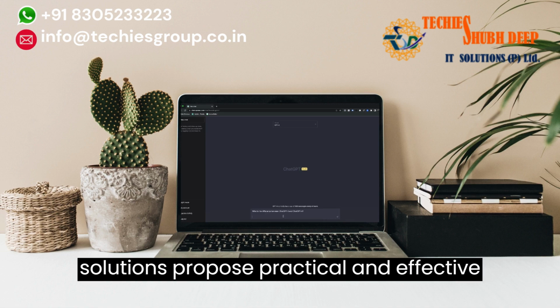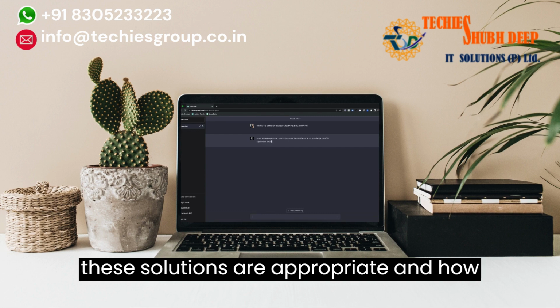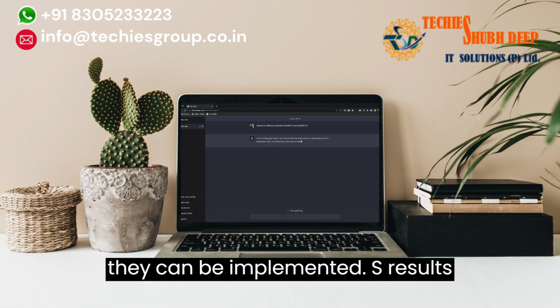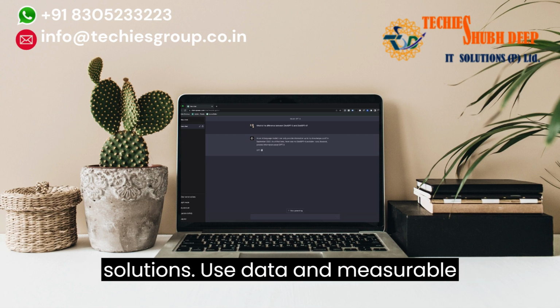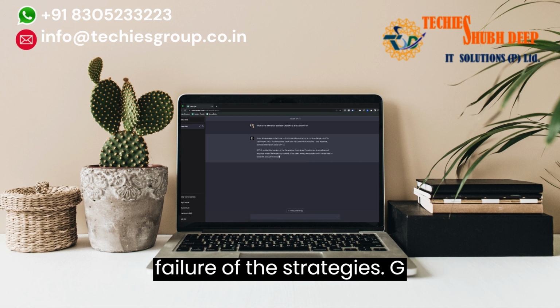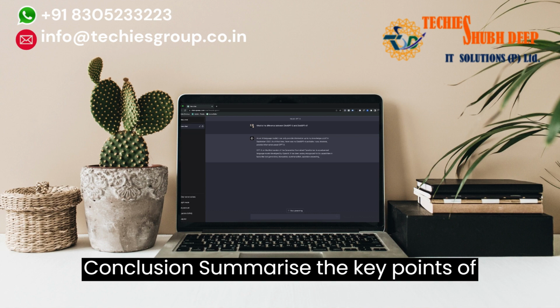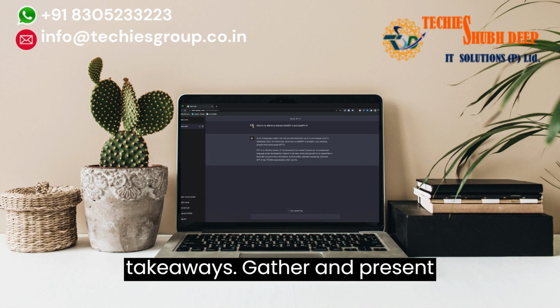E. Solutions. Propose practical and effective solutions to the problem. Explain why these solutions are appropriate and how they can be implemented. F. Results. Present the outcomes of the implemented solutions. Use data and measurable results to demonstrate the success or failure of the strategies. G. Conclusion. Summarize the key points of your case study and reiterate the main takeaways.